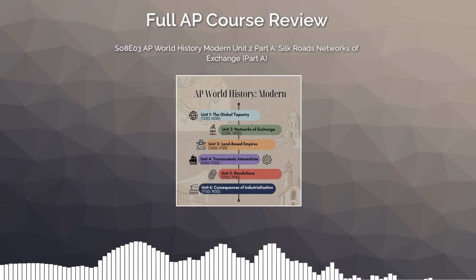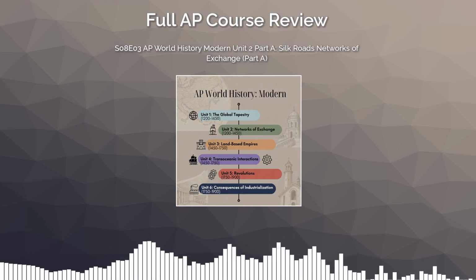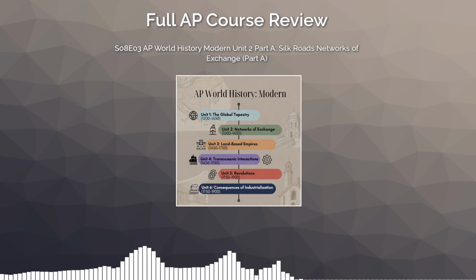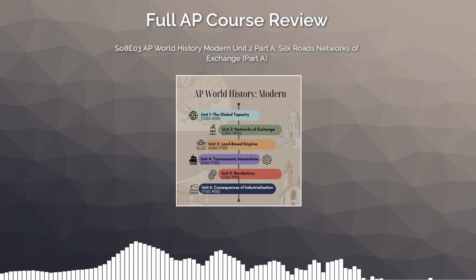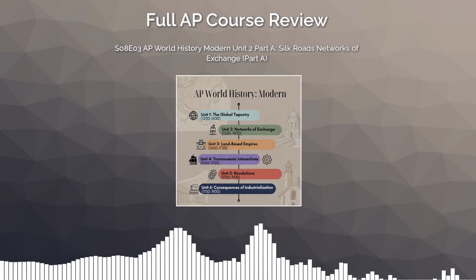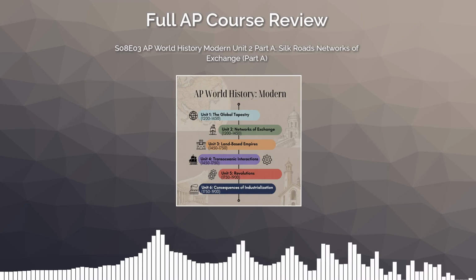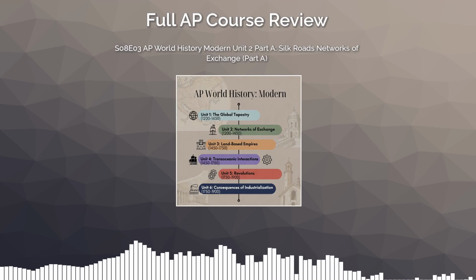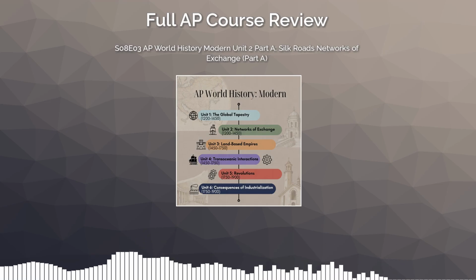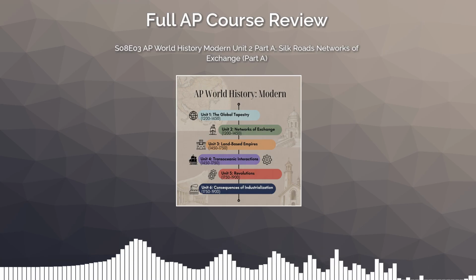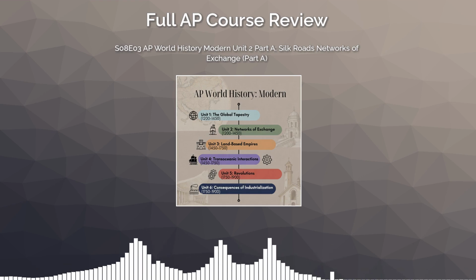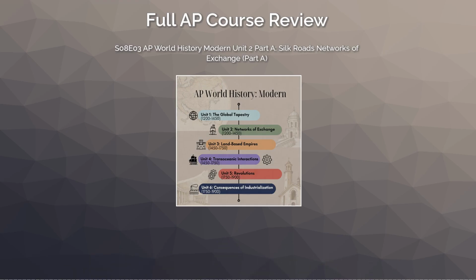Dhows operated in partnership with the monsoon winds, the seasonal wind patterns that reverse direction twice a year over the Indian Ocean. Merchants would ride the southwest monsoon from East Africa and the Arabian Peninsula toward India and Southeast Asia in the summer months, then catch the northeast monsoon home in winter. This is why AP exam questions sometimes ask you to connect dhow technology to the regularity and predictability of Indian Ocean trade. The monsoons provided the schedule, and the dhow provided the vehicle. Arab, Persian, Indian, and Swahili merchants all mastered this rhythm, and it created the dense commercial culture of port cities like Calicut, Hormuz, Kilwa, and Malacca.